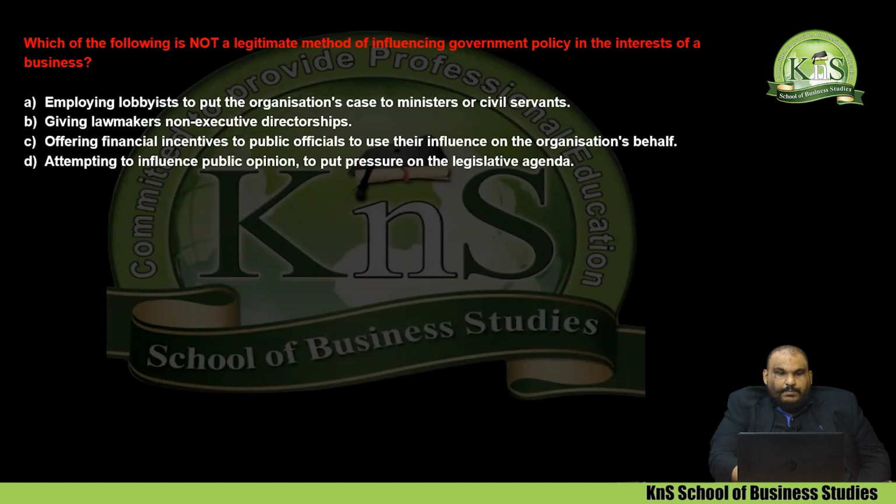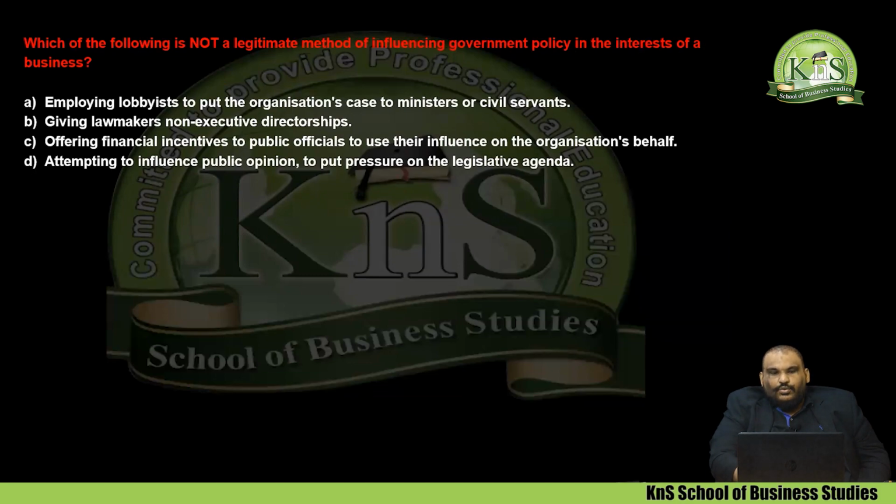Which one is it? Employing lobbyists, giving lawmakers NEDs, offering financial incentives to public officials, could be, or attempting to influence public opinion to put pressure on the legislative agenda. Okay, now this can be a bit of a tricky question. I want you guys to pause this video right now, to read the question carefully, maybe revisit all of the things we have covered, refer to the study text, and then come back to this question. Okay? Pause the video, get the correct answer, and then let me know.